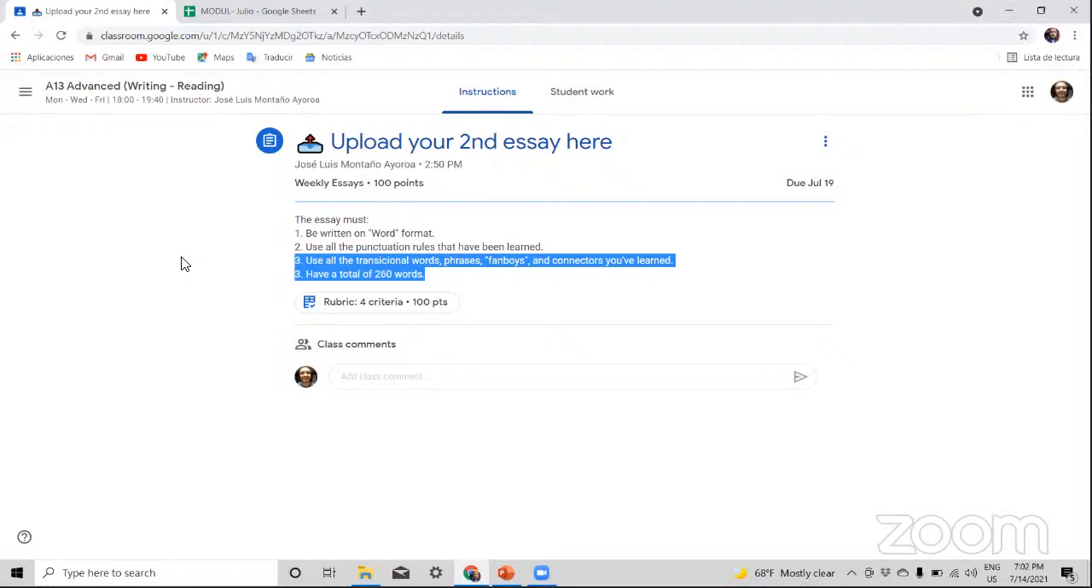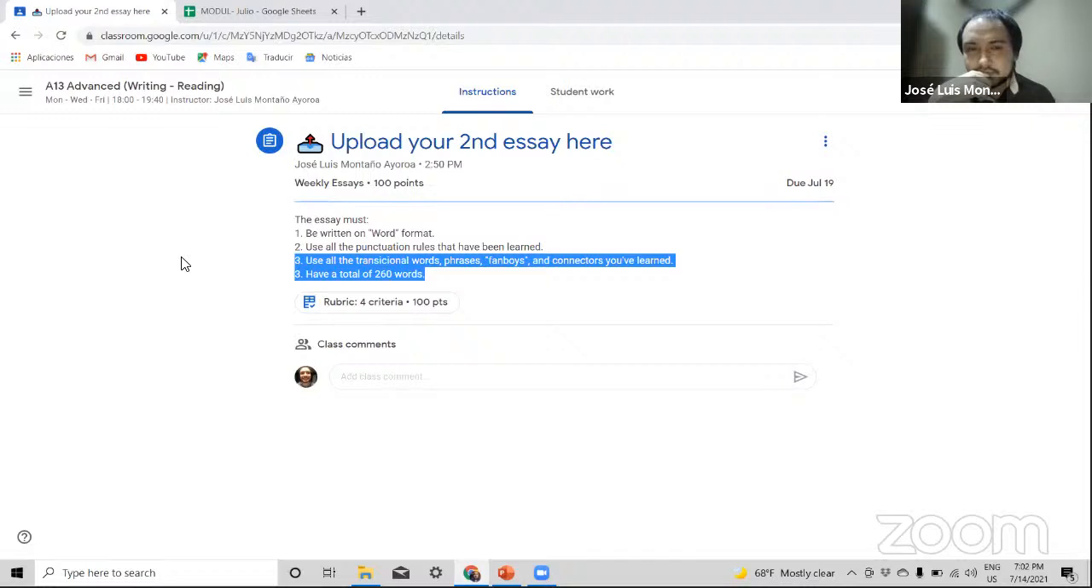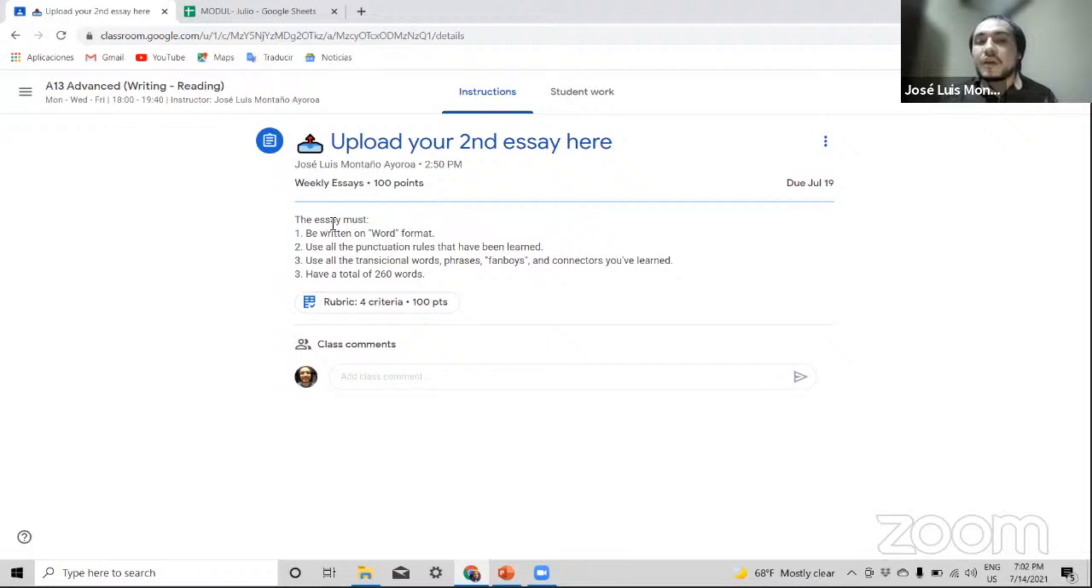Okay, use all the transitional word phrases, fanboys, and connectors you've learned. Have a total of 260 words. Great, that's it. Thank you very much, Sharai. So the essay, right, must have all of those things. The essay must be written on Word format, the punctuation rules that you know, all the transitional words. In the criteria, you're going to see more specific numbers, but use the transitional words, phrases, fanboys, connectors that you've learned, and have a total of 260.